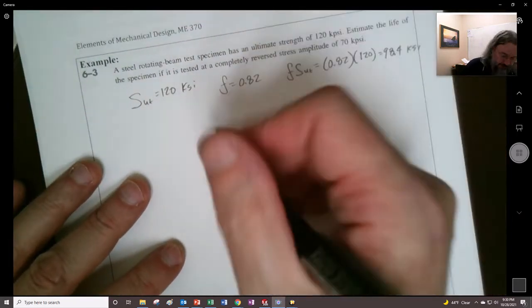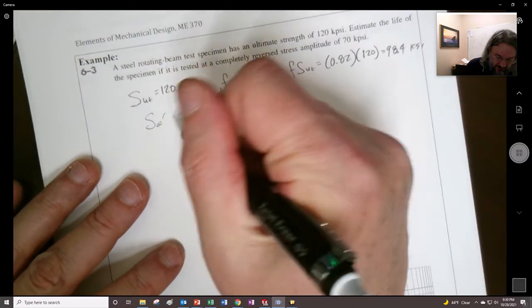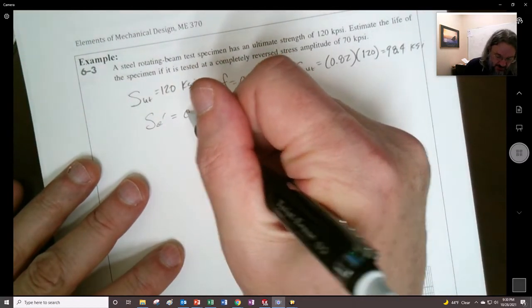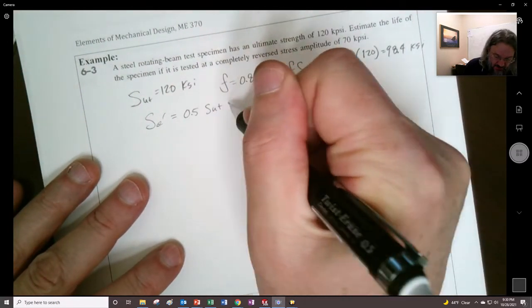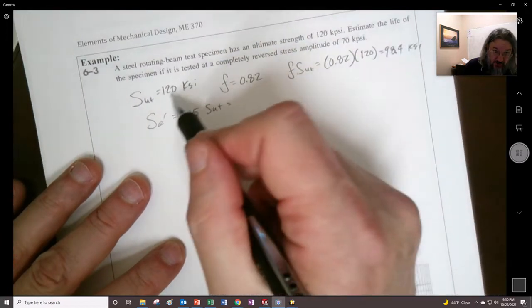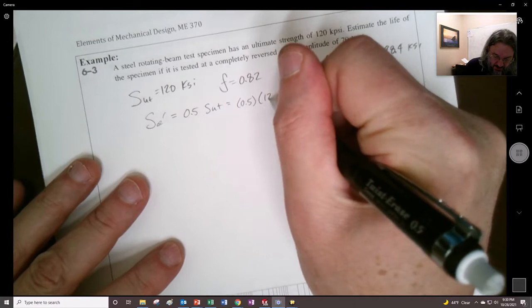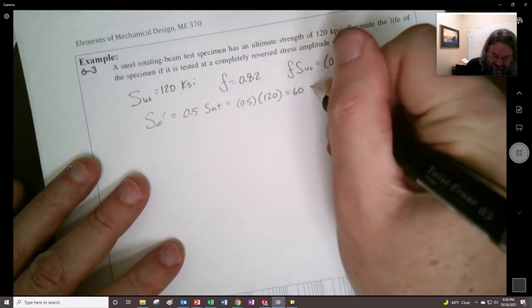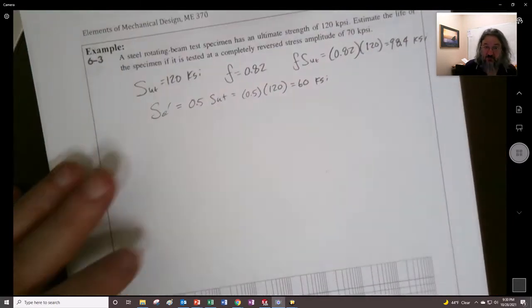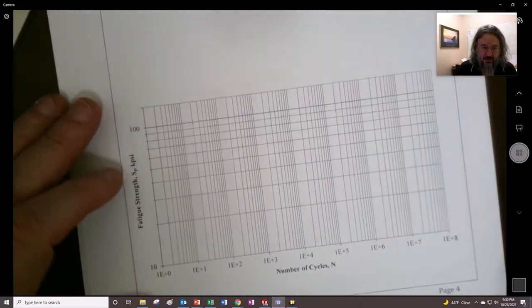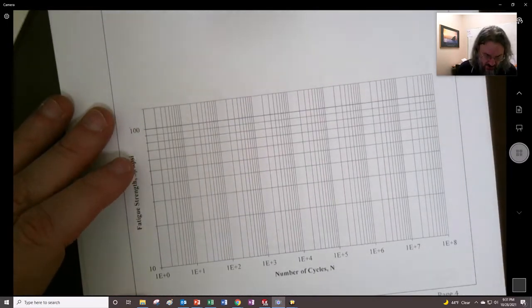And I also need my Se prime. Se prime is 0.5 times the ultimate, up to 200, but we're below 200, so we're okay. So I can even do this in my head: 60 ksi. All right, so from that, I can do a fairly decent job of trying to predict this.